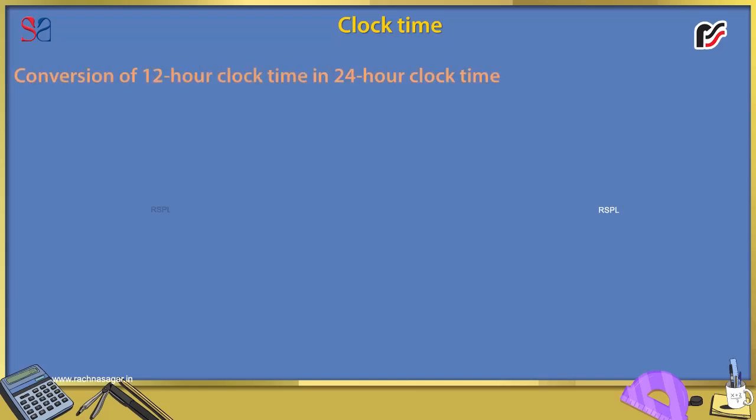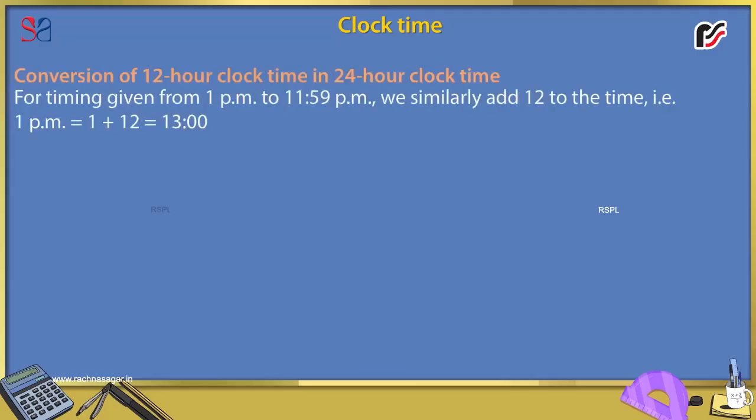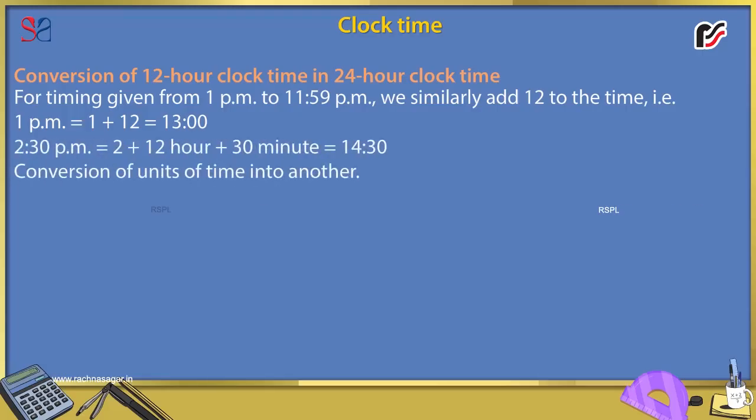Conversion of 12-hour clock time into 24-hour clock time. For timings from 1 pm to 11:59 pm, we similarly add 12 to the time. That is, 1 pm is equal to 1 plus 12, which is equal to 13:00. 12:30 pm is equal to 12 plus 12 hours plus 30 minutes, which is equal to 1230 hours.